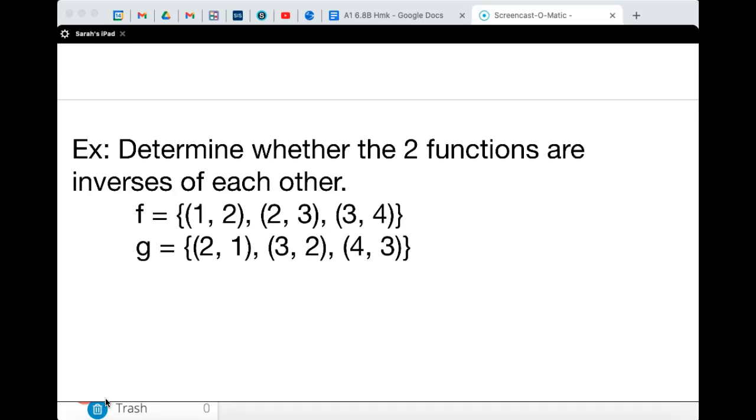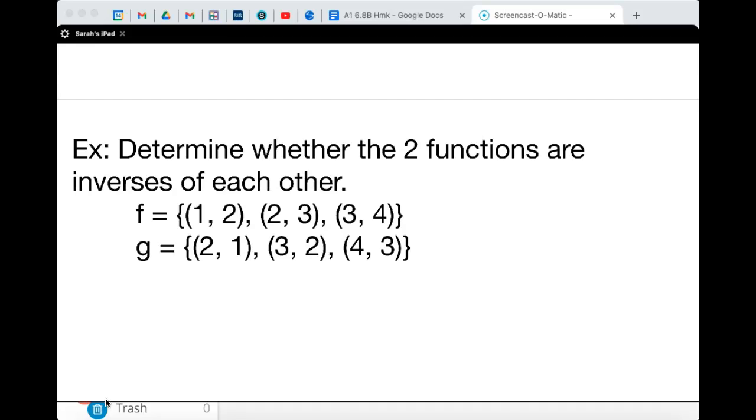So the function f, I have the ordered pairs (1, 2), (2, 3), (3, 4). Function g has ordered pairs (2, 1), (3, 2), and (4, 3). So if I was just looking at the function f, I know it's a function because every x value has one y value. I know it's a 1-to-1 function because every y value has a different x value. Same thing if I look at g of x, it's a function because every x value has one y value. Every y value has a different x value.